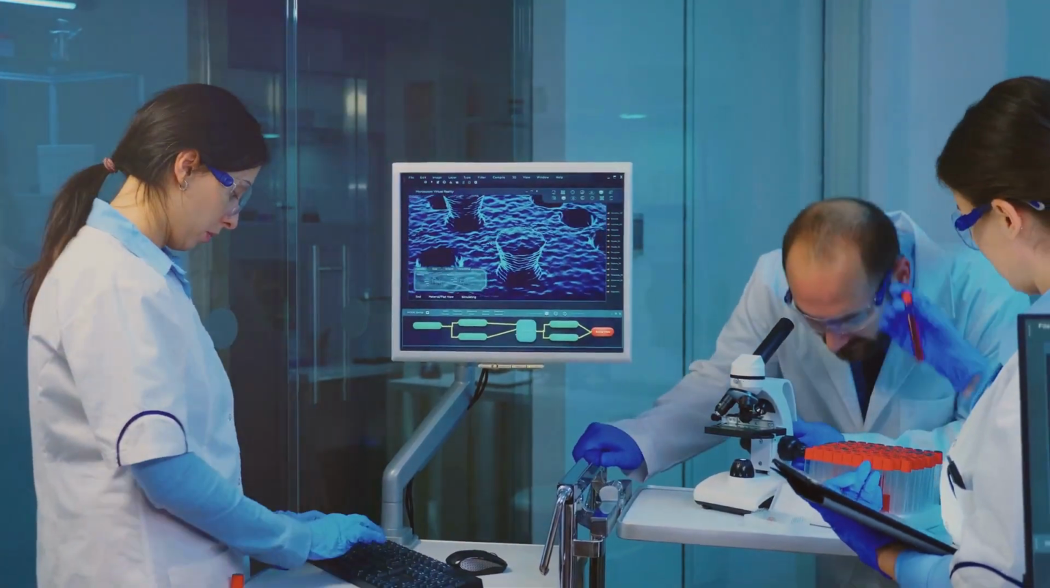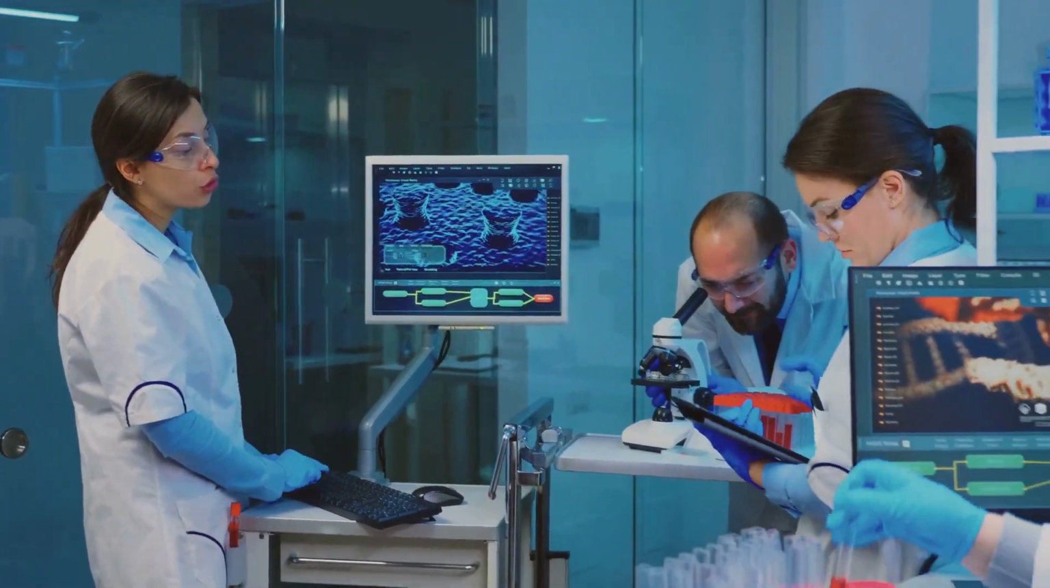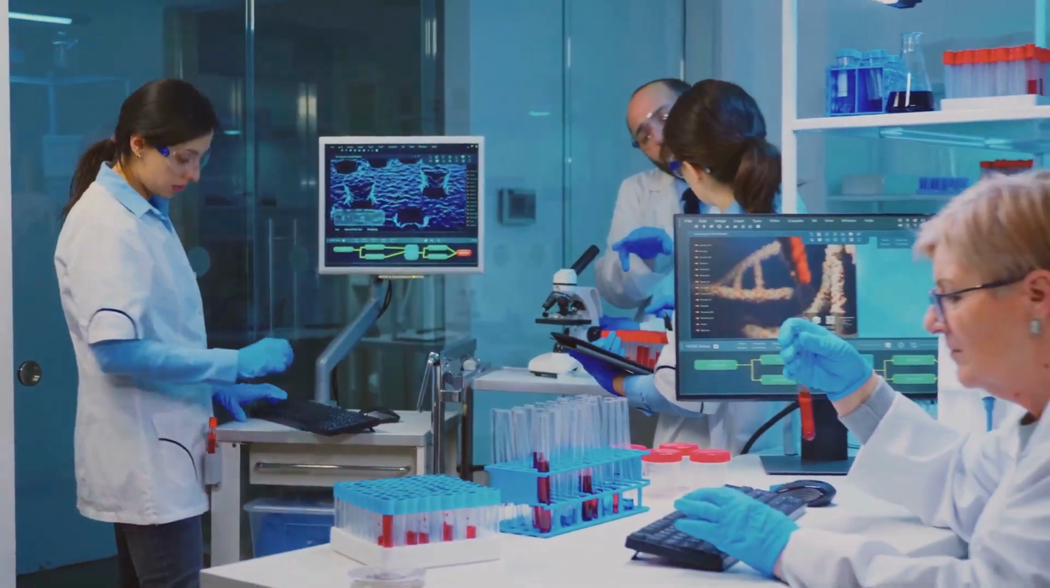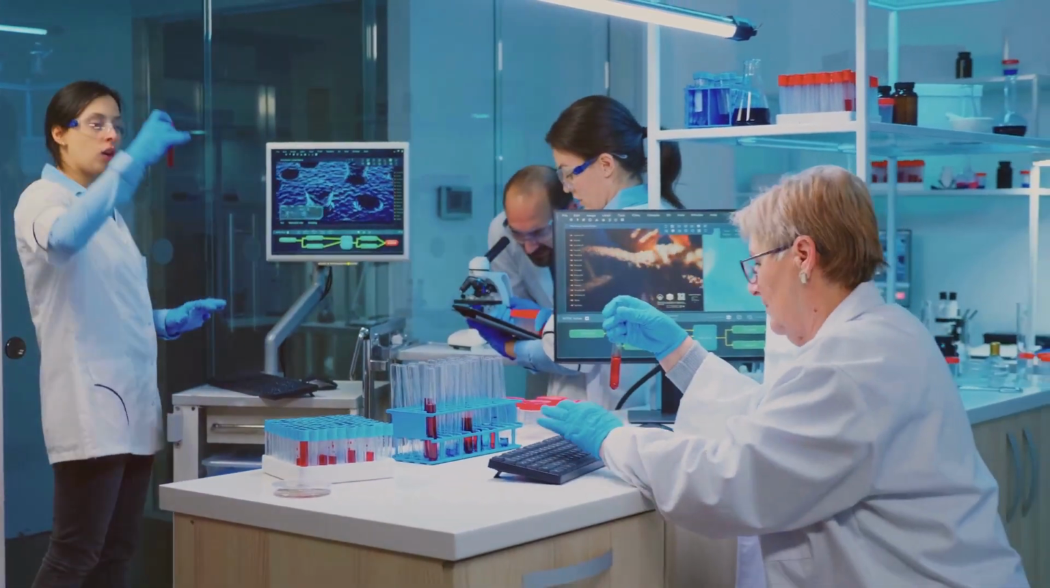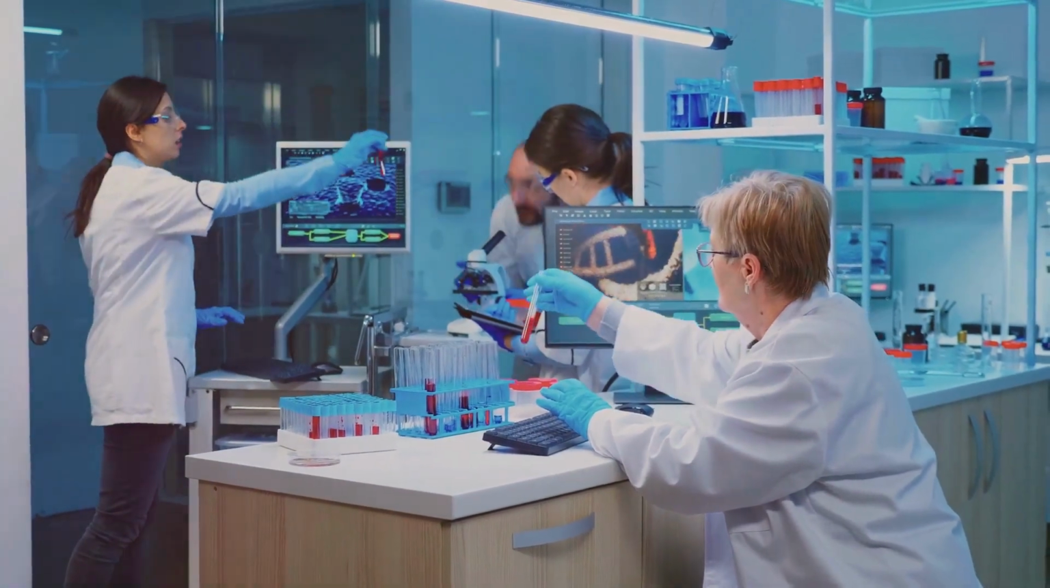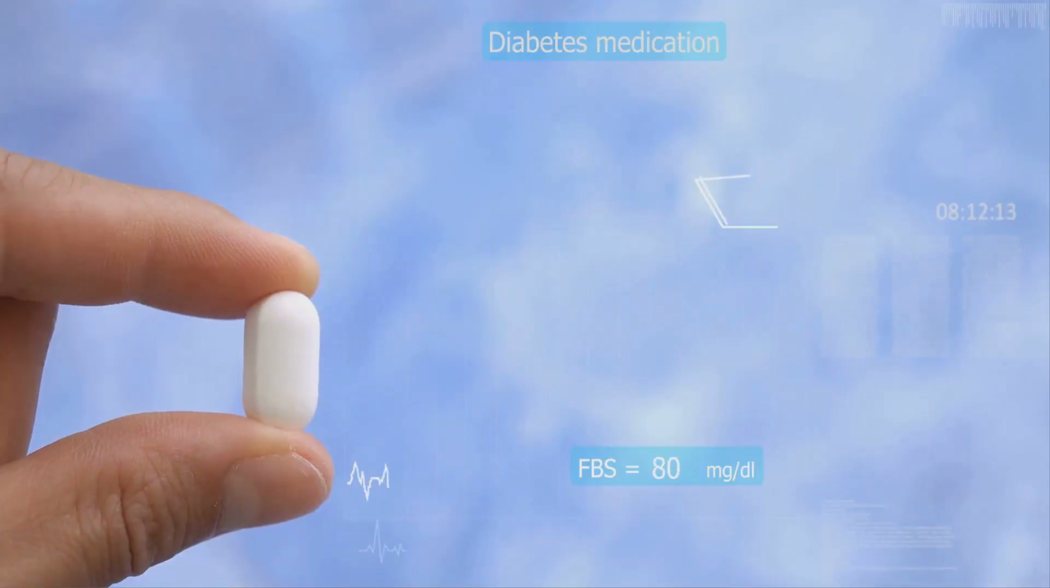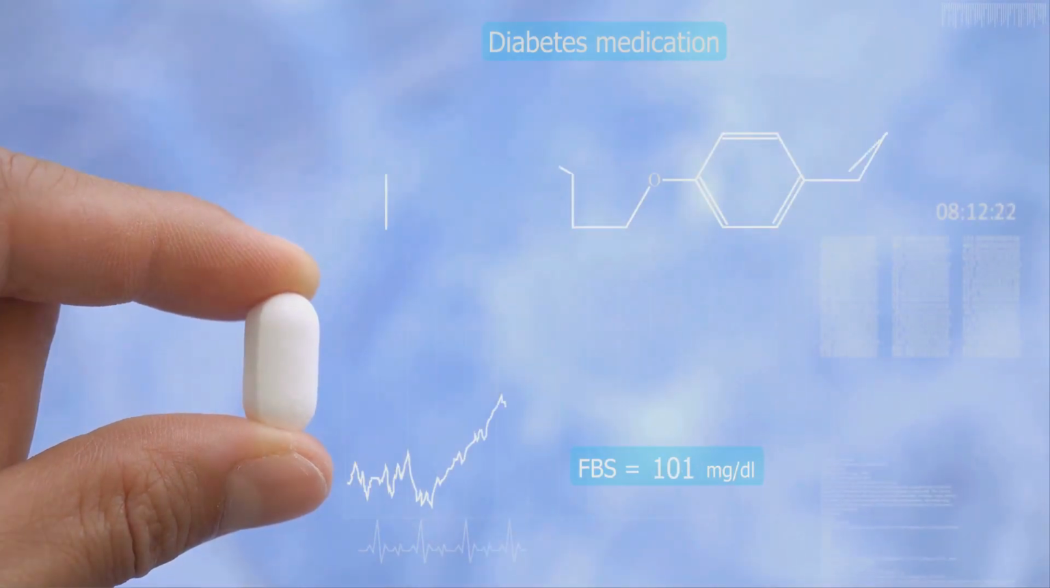Moreover, the advent of new drug delivery systems, such as nanotechnology, could revolutionize the way anesthetics are administered. These systems could potentially offer precise control over drug release, improving the effectiveness and safety of anesthesia.